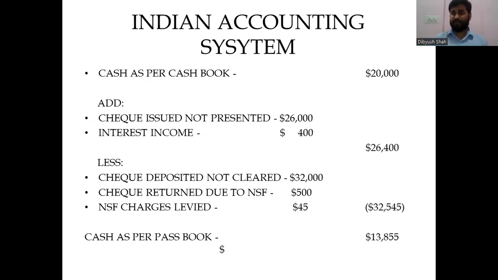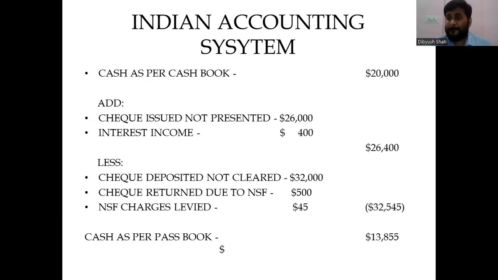So in this question, there were 2 entries which were supposed to be added as per the facts: checks issued, not presented, $26,000, and interest income credited by the bank, $400. These 2 entries you needed to add to your cash book to arrive at the passbook figure.